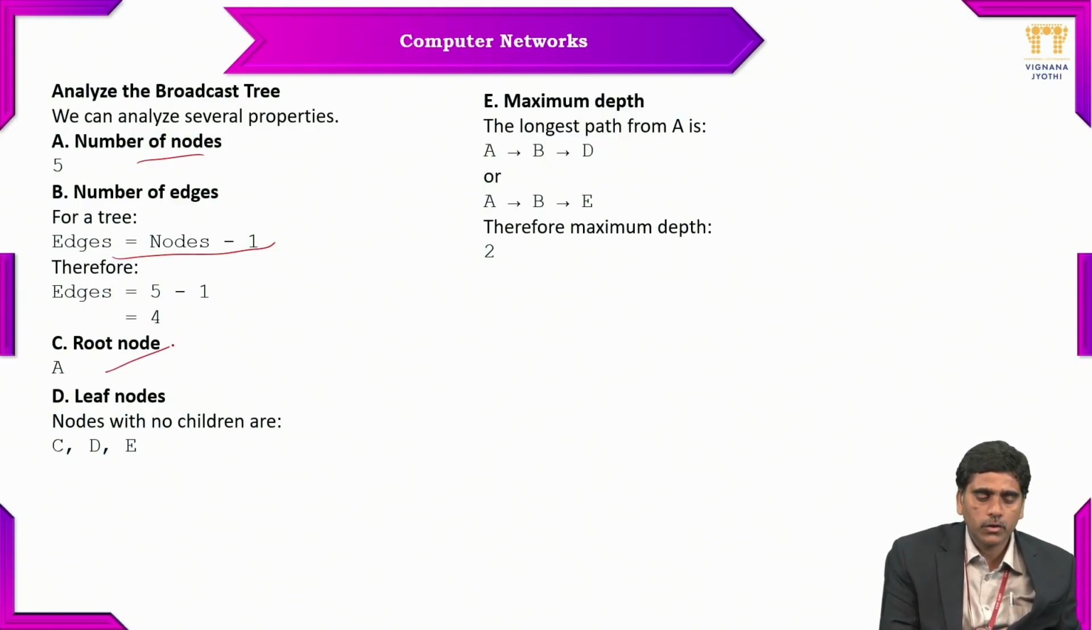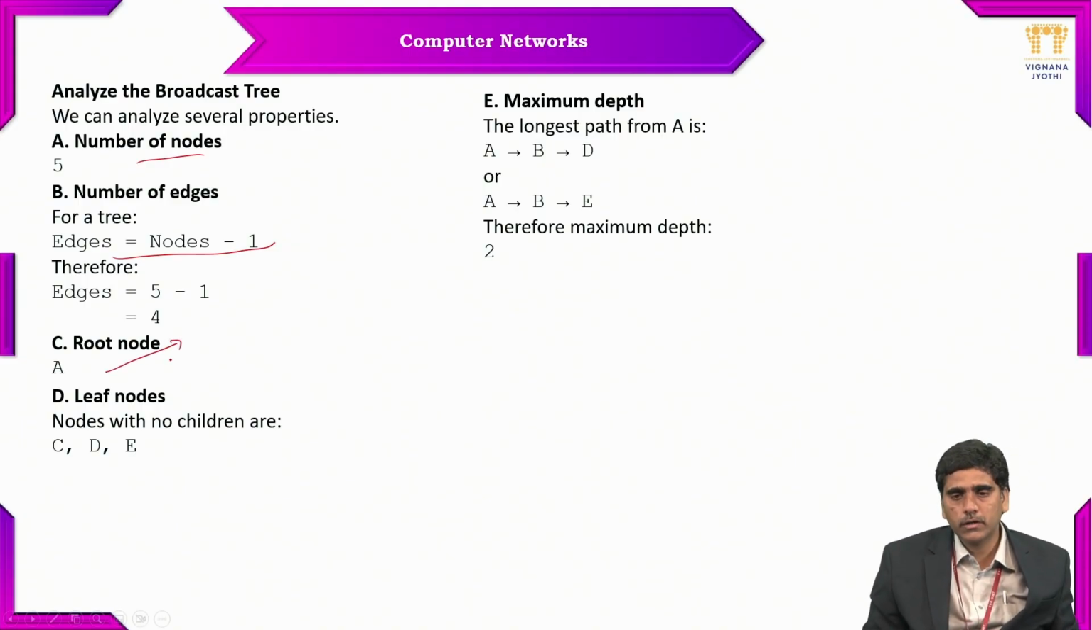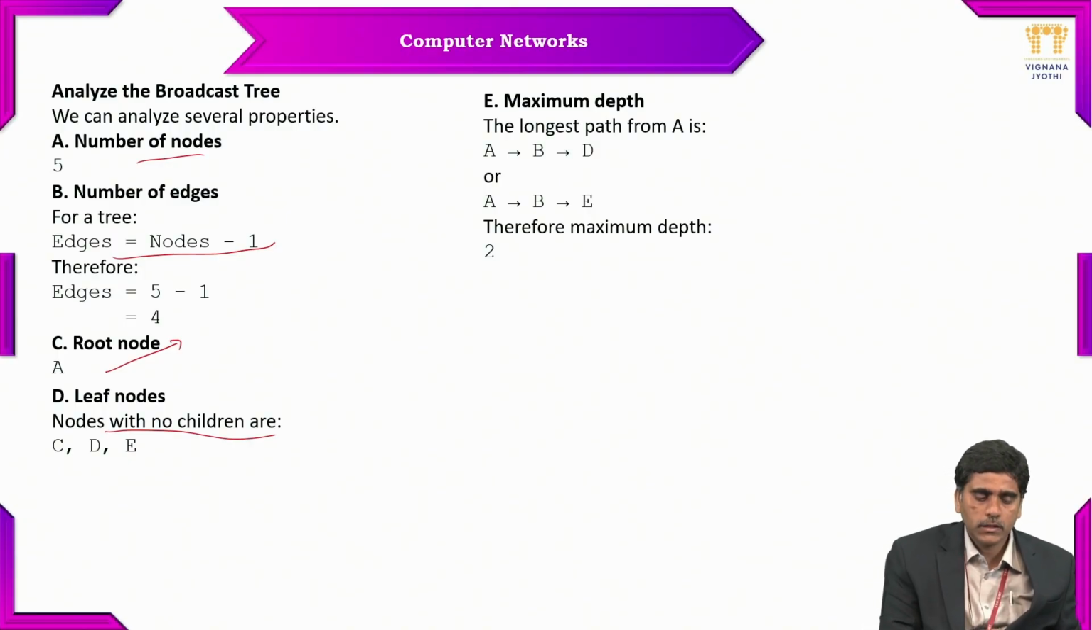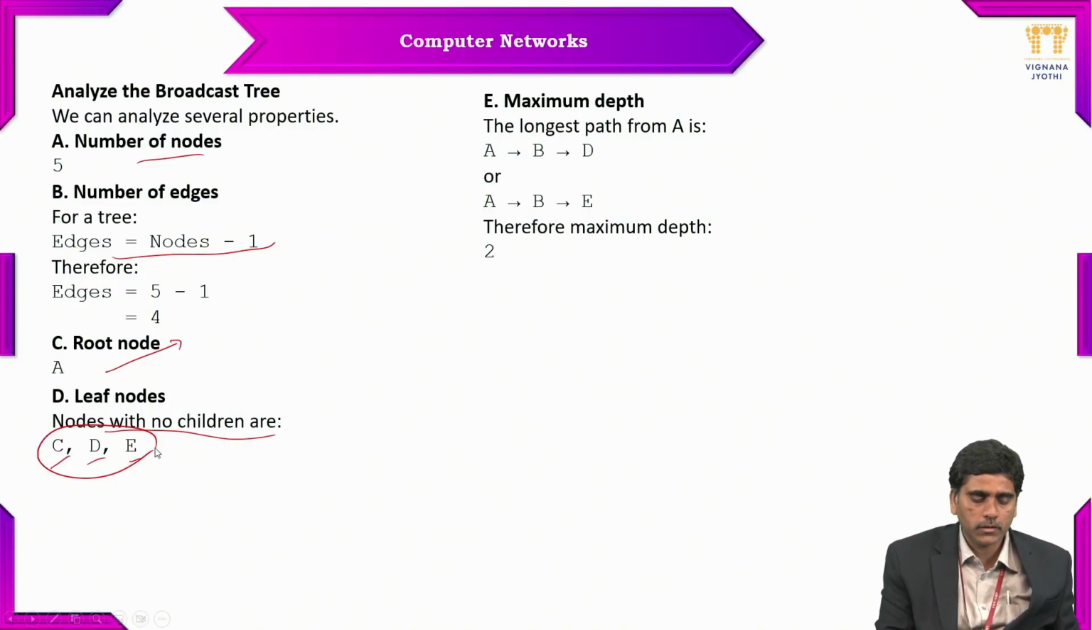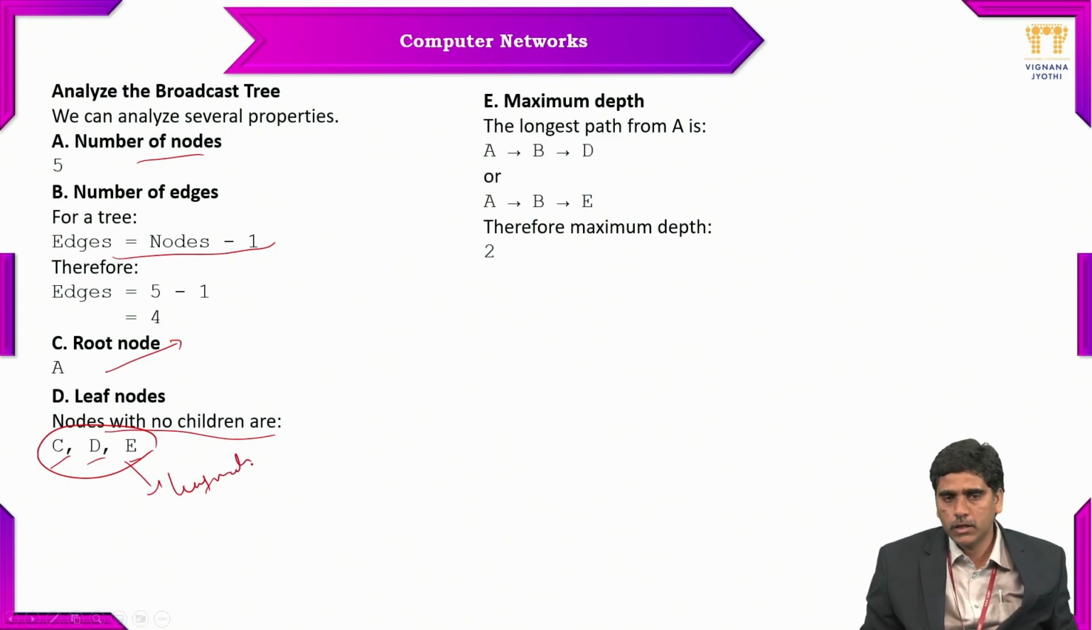Out of all, what is the root node? A. The root node is A. And the leaf nodes are nodes with no children, that means nodes without children. How many such nodes are there? C, D, E. These 3 nodes are without child nodes, so because of that, we can call them leaf nodes.